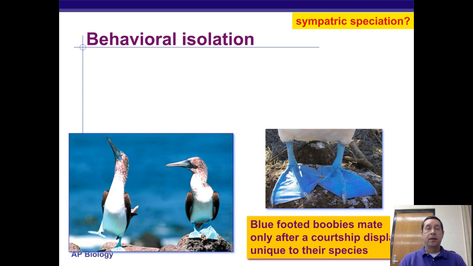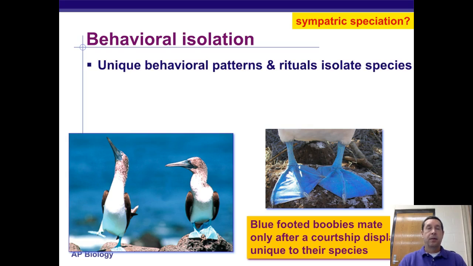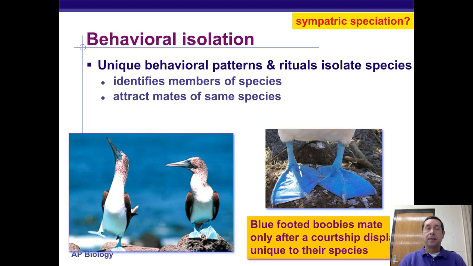Behavioral isolation is basically what types of courtship rituals these animals do, like the blue-footed booby, which mates only after a courtship display unique to their species. So different species have different, unique behavioral patterns and rituals that isolate them reproductively. They identify them as being members of the species. They attract mates of the same species, with mating calls, courtship rituals, and so on.